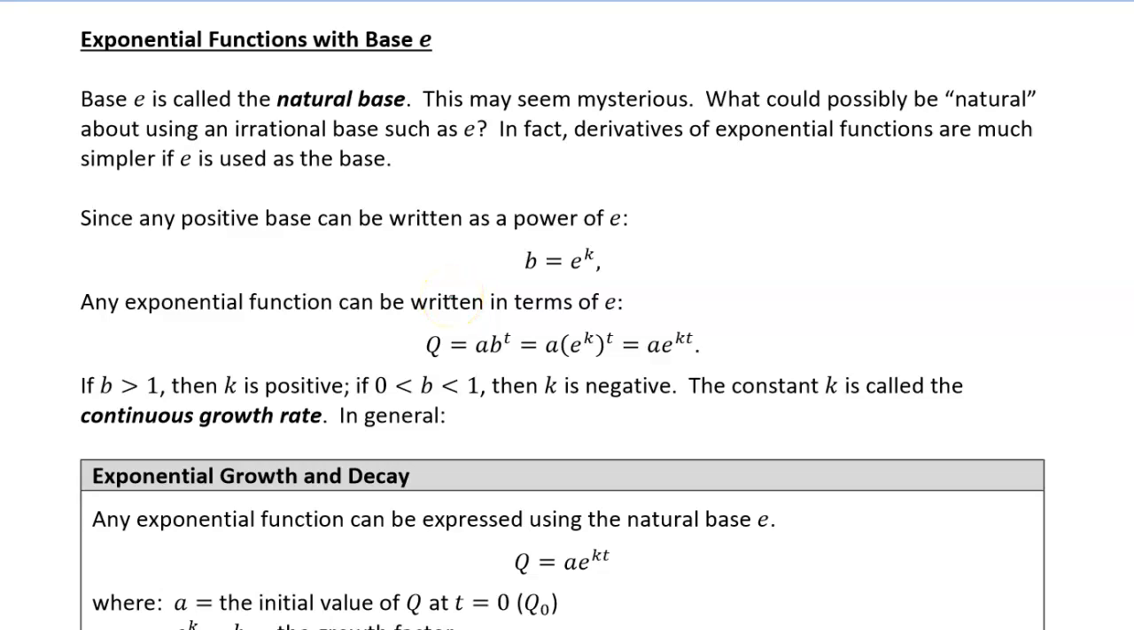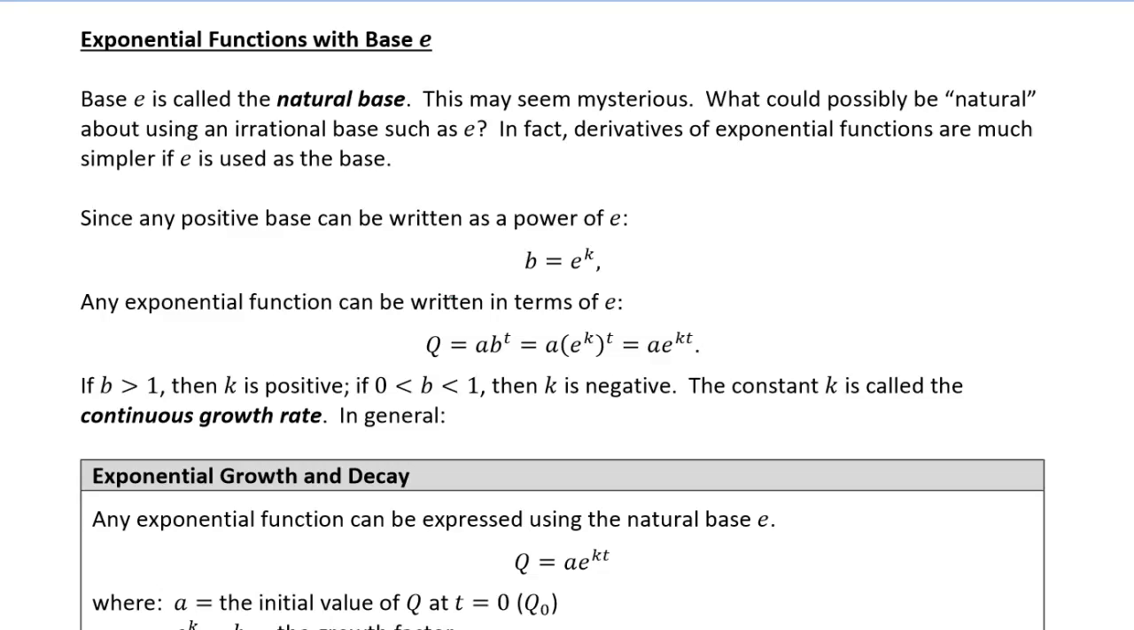All right, this number e is called the natural base. And that seems really strange, because why e? Why would that be called the natural base? It really has to do with the fact that derivatives and calculus in general are much easier if you use a natural base for exponential functions. So that's what we're going to do. We're going to do calculus with exponential functions written in the natural base, which is e.